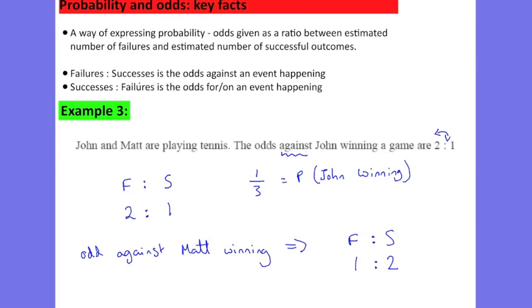We're then told that John and Matt play 6 games and asked to work out how many games John can be expected to win. So focusing in on the probability of John here to be 1/3, and he plays 6 games. So we would expect John to win 1/3 of the 6 games. 1/3 of the 6 games is 2. So 2 of the 6 games John should win.